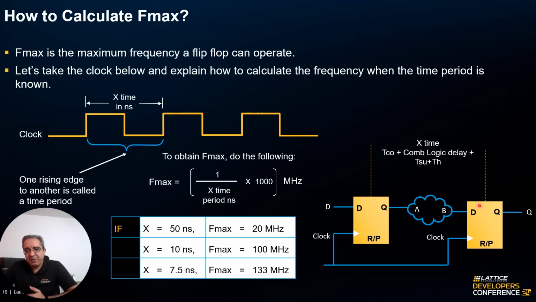this logic and get to the next flip-flop, we have to take into consideration the TCO, the time it takes for the Q output to be stable, then the time it takes to go through this combinatorial logic, plus the setup time and hold time. All these factors added together will give us some time, and that time inverted, multiplied by 1,000, will give us the Fmax. So let's say X is 50 nanoseconds, then our maximum frequency is 20 megahertz. If we have a smaller X, or a shorter propagation time between the 2 flip-flops, then we have a higher frequency.